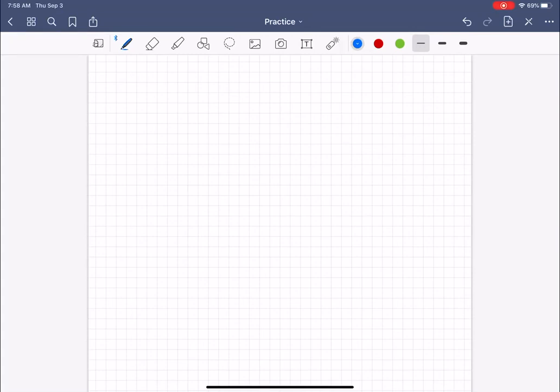Okay, folks. So today we're talking about distribution and solving the quadratic. So we're going to start out. Our problem is 3x times the quantity 12 minus 4x equals negative 48. All right? So right off the bat, we recognize these parentheses.